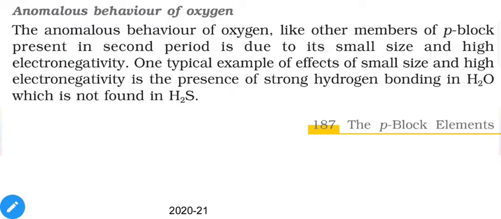Now just like nitrogen in group 15, oxygen shows anomalous behavior in group 16. The anomalous behavior of oxygen, like the other members of the p block present in the second period, is due to the small size and high electronegativity. And we can add one more thing, absence of d orbital. One typical example of the effect of small size and high electronegativity is the presence of strong hydrogen bonding in H2O, which is not found in H2S. That's why water is in liquid state, whereas H2S is a gas.